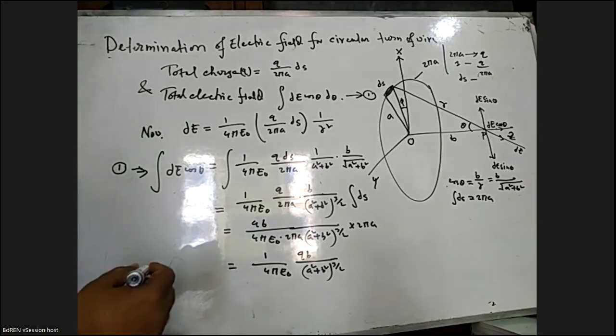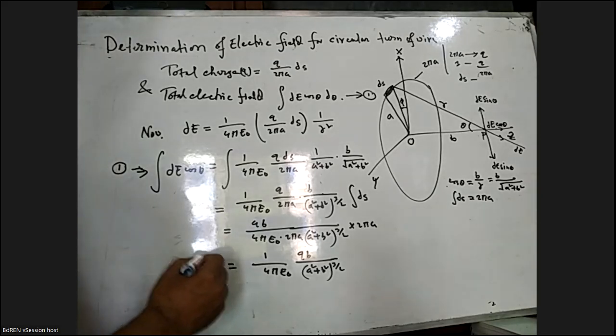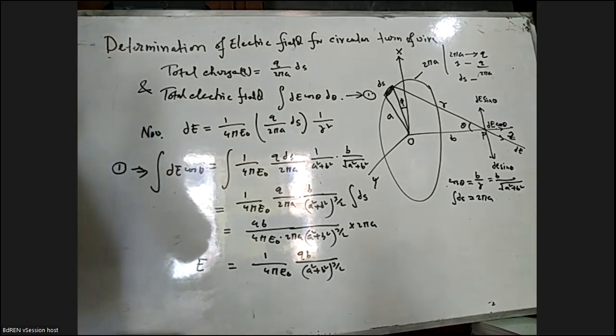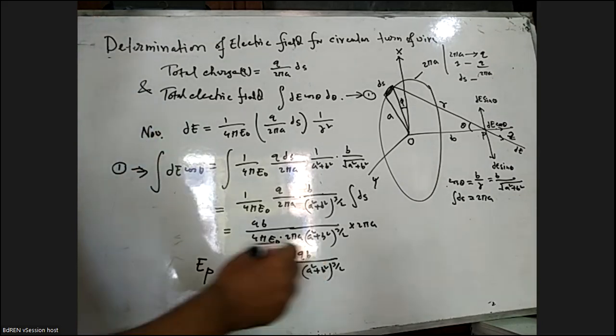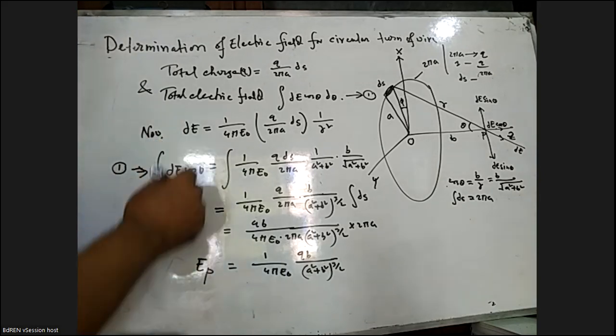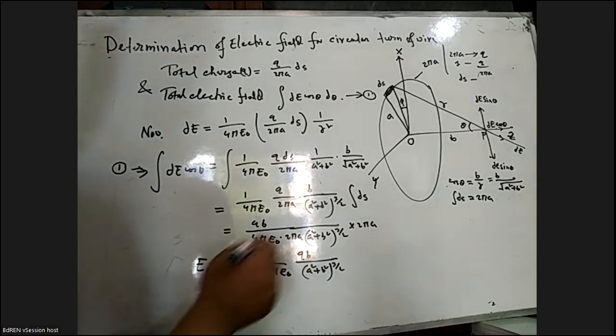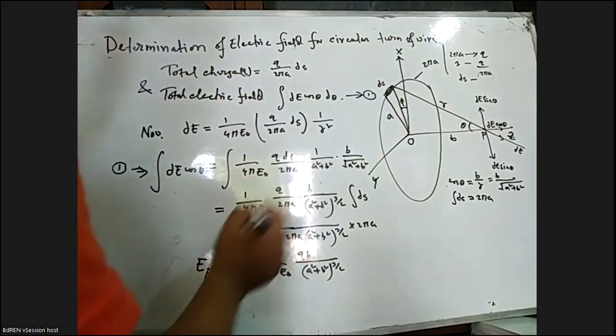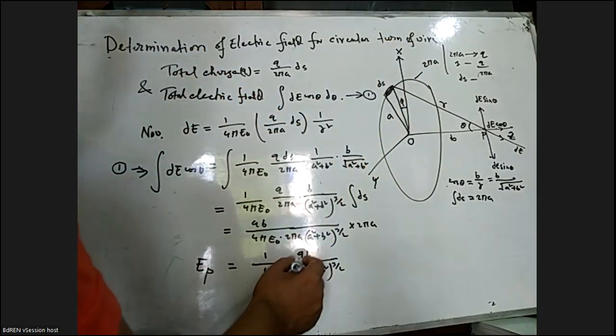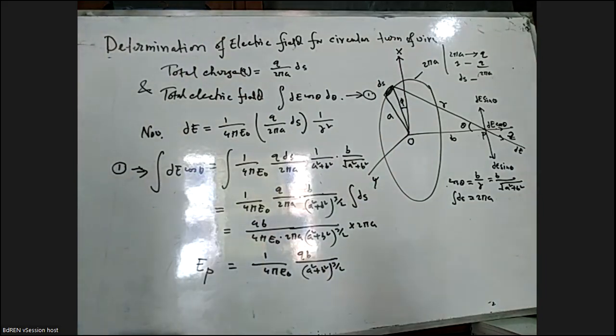So this is actually the total electric field we are calculating, the total electric field at point P, due to the small charge. EP equals 1 by 4 pi epsilon naught, QB divided by a square plus b square to the power 3 by 2.